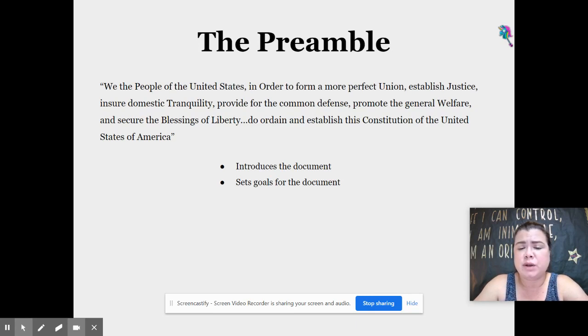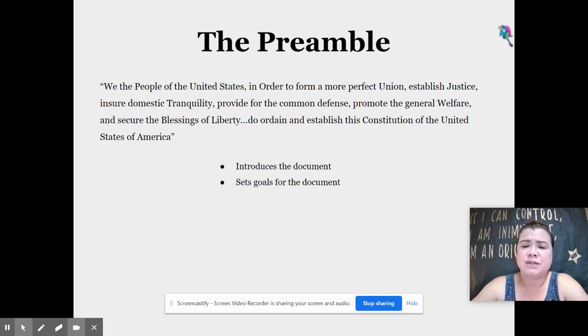So I'm going to read this to you, and then we will talk about how that was addressed in the Constitution. So we, the people of the United States, in order to form a more perfect union, establish justice, ensure domestic tranquility, provide for the common defense, promote the general welfare, and secure the blessings of liberty, do ordain and establish this Constitution of the United States of America.